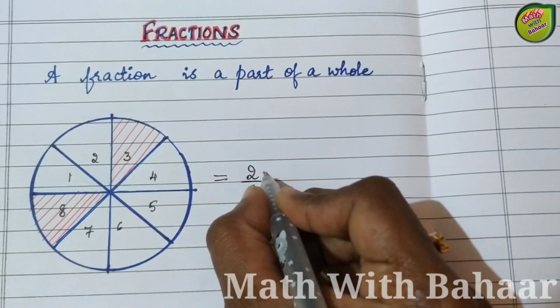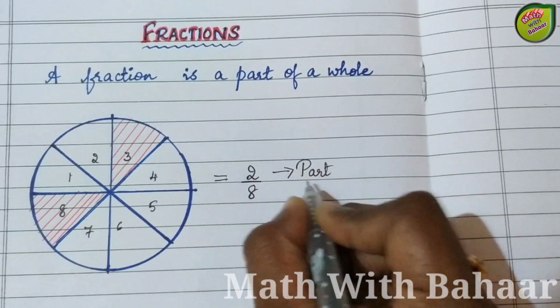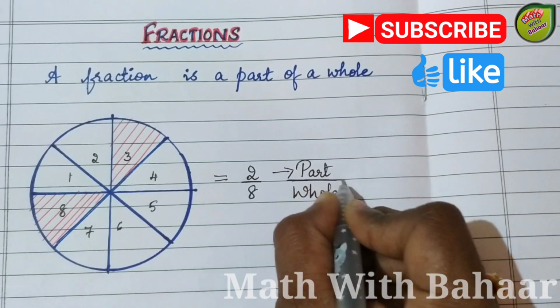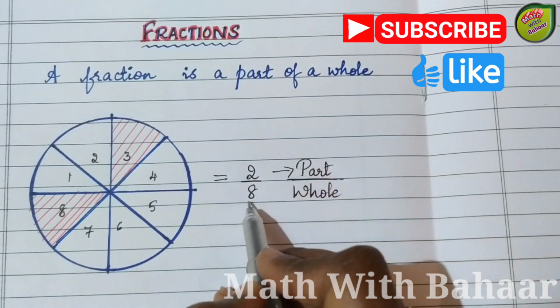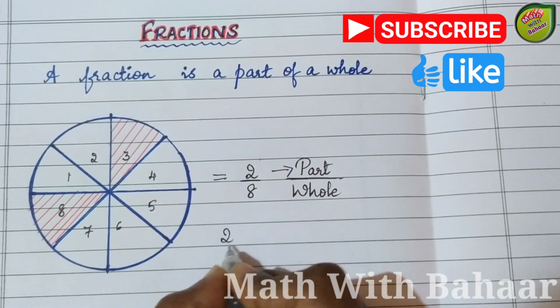So, 2 is a part. So, we can write it here as a part. And then 8 denotes the whole. That is the complete pizza. Therefore, we can conclude that a fraction is a part of a whole.